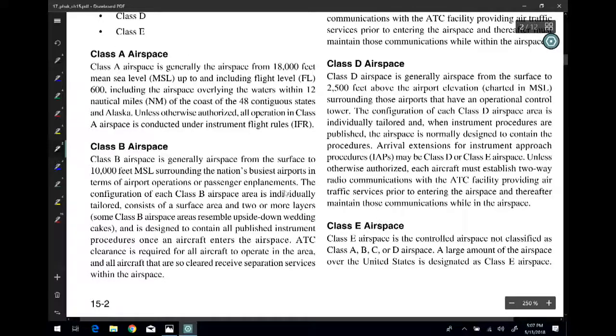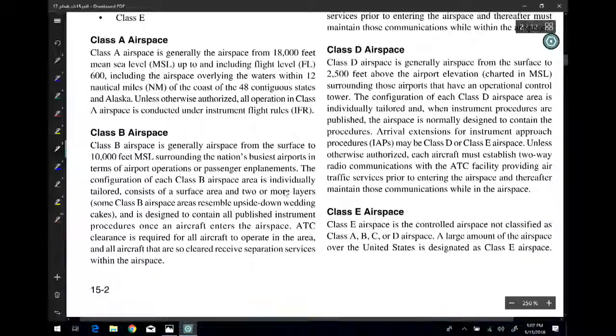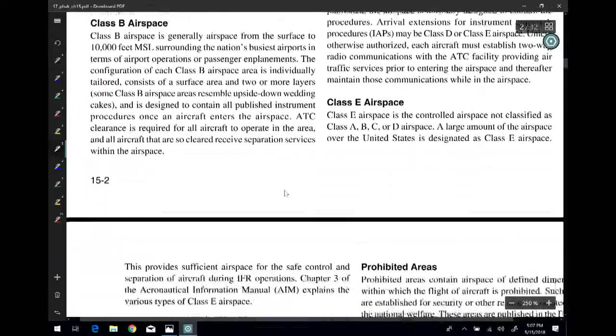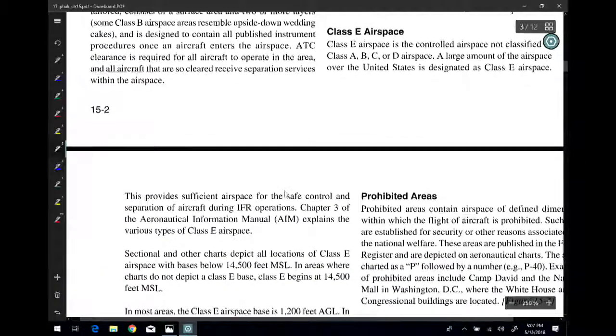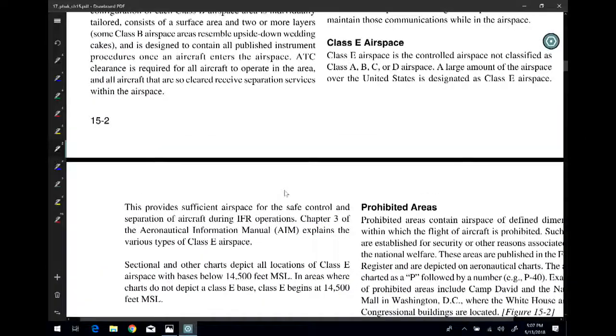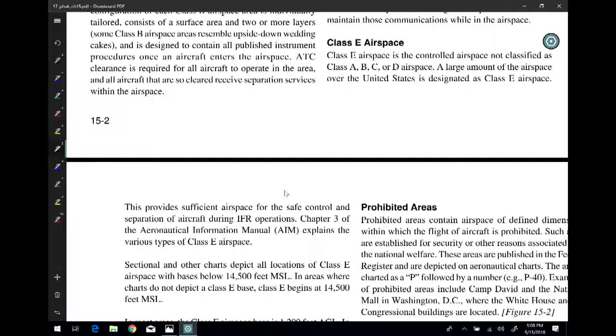Class Echo. So remember, in Class Bravo, we think of big and busy. Class Echo, we're going to be thinking about everywhere. Class Echo fills in a lot of space. And from 17,999 feet down to sea level, it is probably the largest of the airspaces.